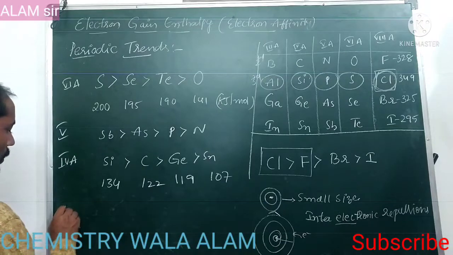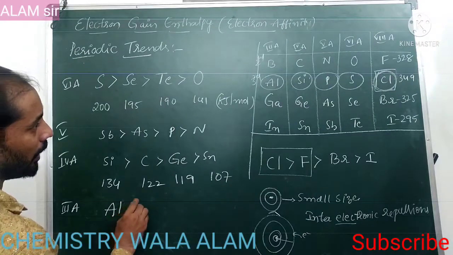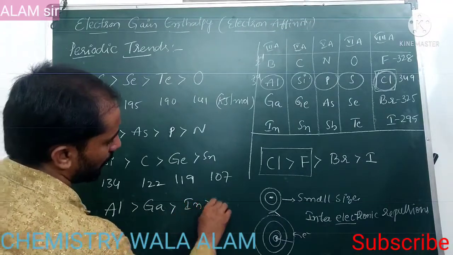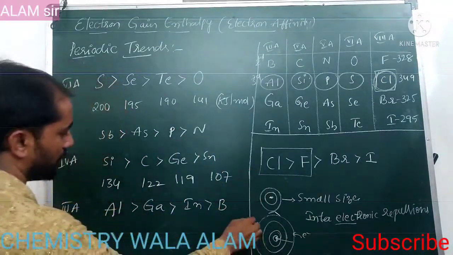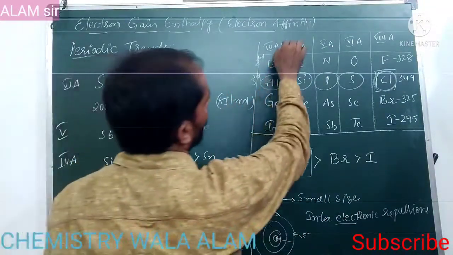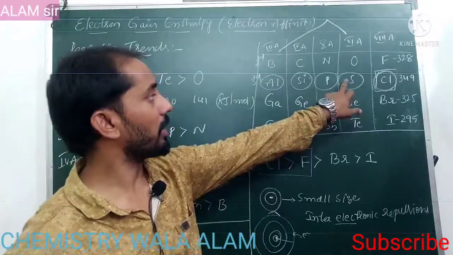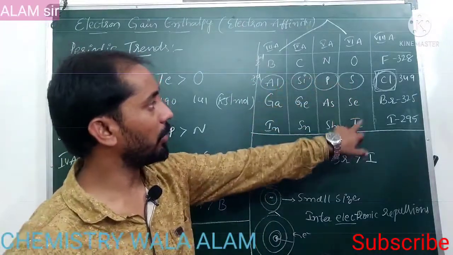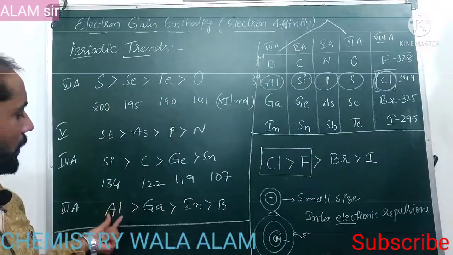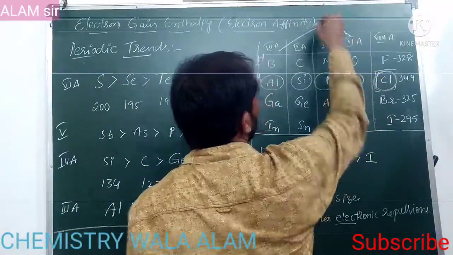Next, the 3A group elements are aluminium, then gallium, then indium and lastly boron. Here also the same thing follows. The 3A and 6A group elements follow the same order. For 6A: first sulfur, then selenium, tellurium and last oxygen. For 3A: aluminium, gallium, indium and then last boron. So 3A and 6A follow the same order.